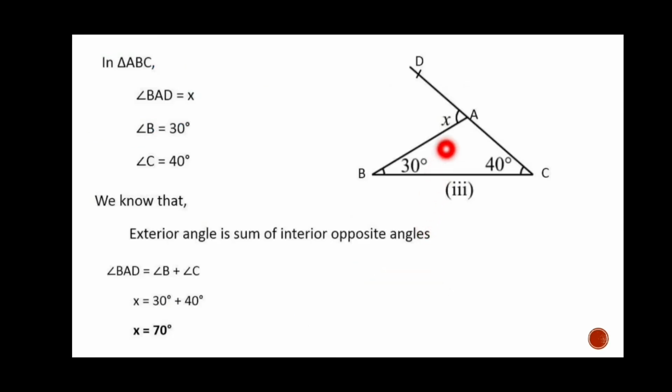So exterior angle x is angle BAD, and the angles which are opposite and interior to exterior angle x are angle B and angle C. So we know that the exterior angle is the sum of the interior opposite angles. So if we add angle B plus angle C, that is 30 plus 40 degrees, we will get the sum 70 degrees. So x will be equal to 70 degrees.